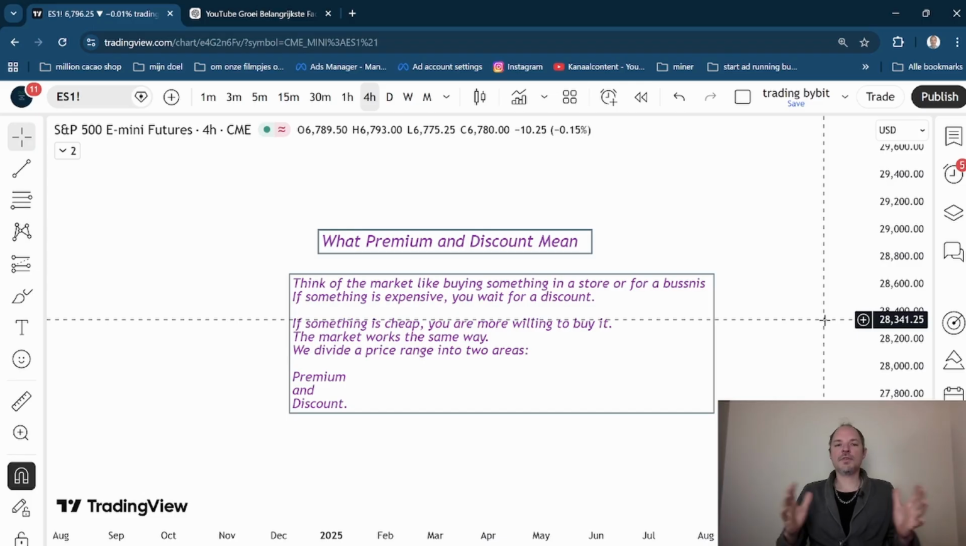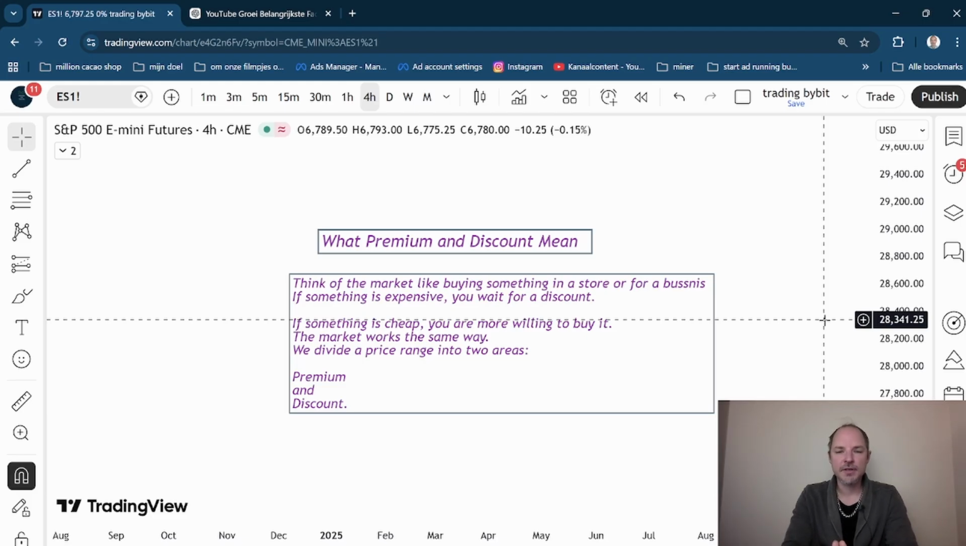In the previous video, we talked about break of structure for value gaps and why I only trade value gaps after a break of structure. But even with the right setup, many traders still do not make money. Why? Because they enter at the wrong value. What does premium and discount mean?